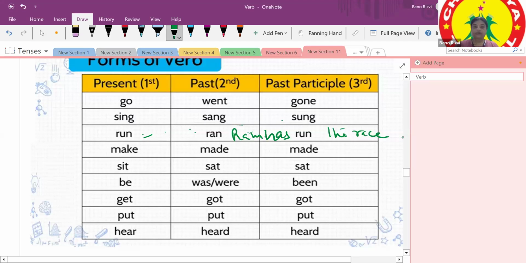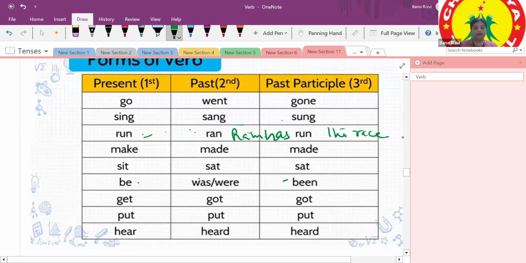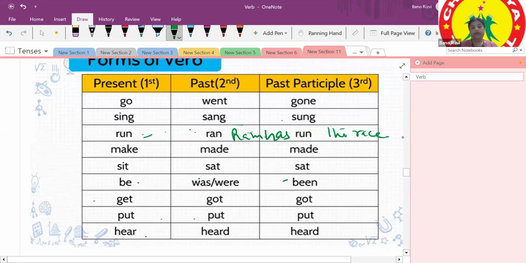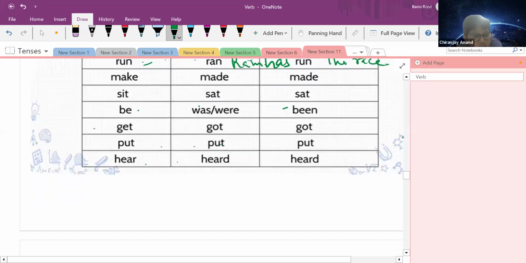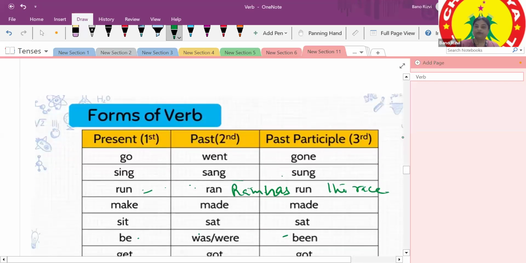You understand the past participle? Yes, ma'am. We have make, made, sit, sat, be, was, were, and been. Now let me give more: get, got, put, hear, heard. Now you understand the three forms of the verb.